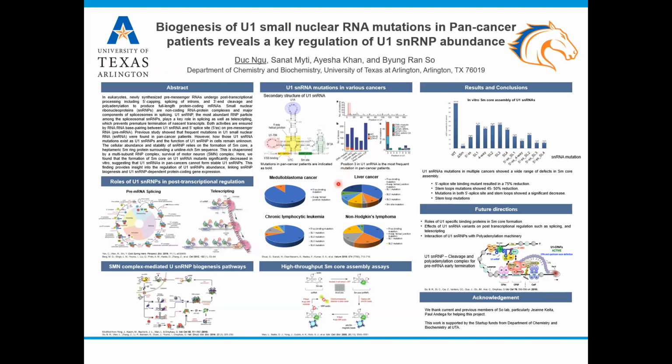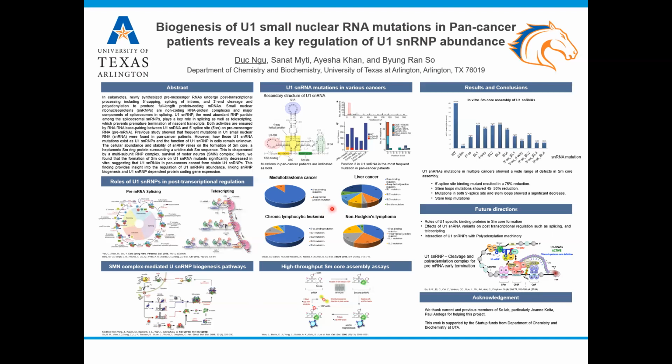As you can see right here, in pan-cancer, especially in medulloblastoma, liver cancer, leukemia, and lymphoma, they usually have mutations, mostly in the 5' splice site region. However, whether those mutations are going to affect the biogenesis pathway or not, we don't know.